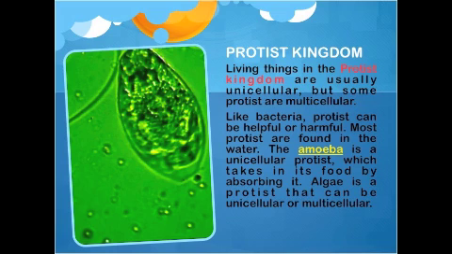Protist Kingdom. Living things in the Protist Kingdom are usually unicellular, but some protists are multicellular. Like bacteria, protists can be helpful or harmful. Most protists are found in the water. The amoeba is a unicellular protist which takes in its food by absorbing it. Algae is a protist that can be unicellular or multicellular.